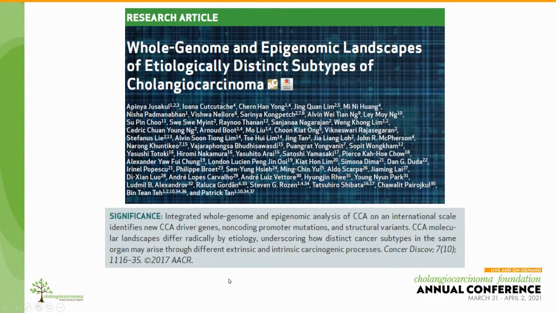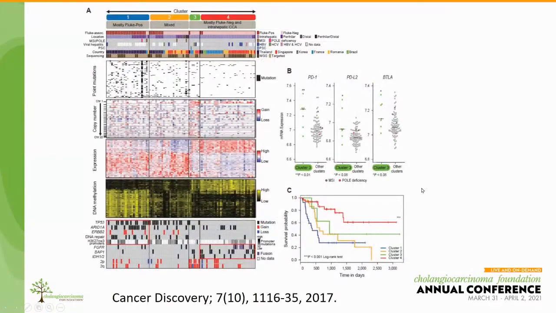I could put a number of examples up, but I really like this study back from 2017 that was published in Cancer Discovery, one of the first studies to look at whole genome and epigenomic landscapes of distinct subtypes of cholangiocarcinoma. I've put the reference here, and I'm going to show one figure, and it's a busy figure. If we start in the upper left, we look at these clusters of cholangiocarcinoma, fluke associated and non-fluke associated. If we look here at location, different locations cluster together with different subtypes.